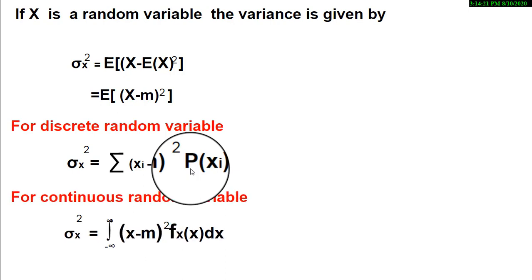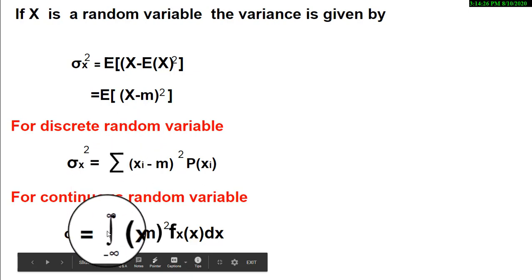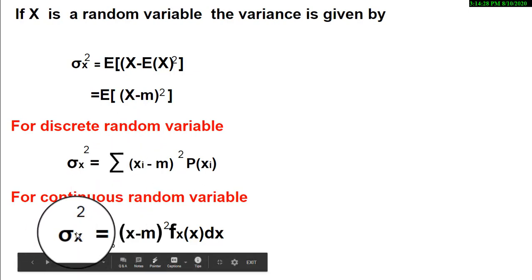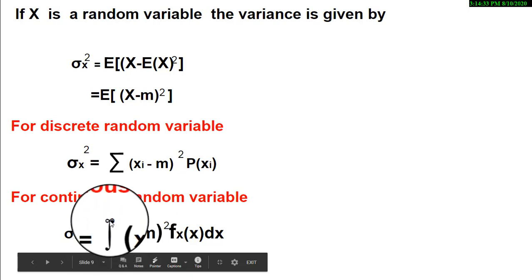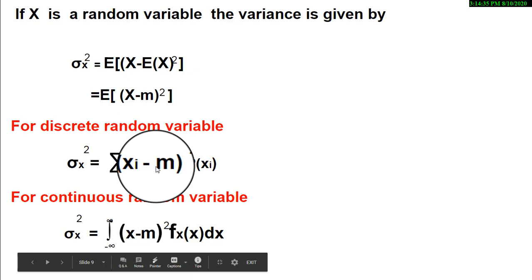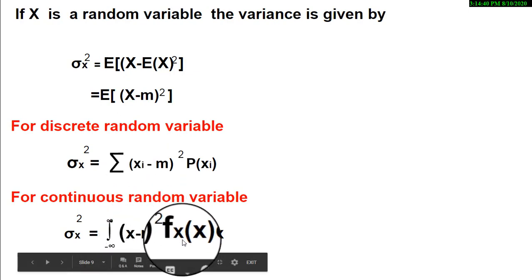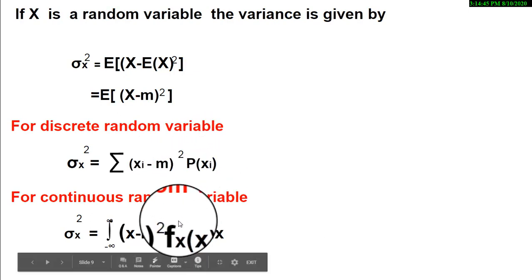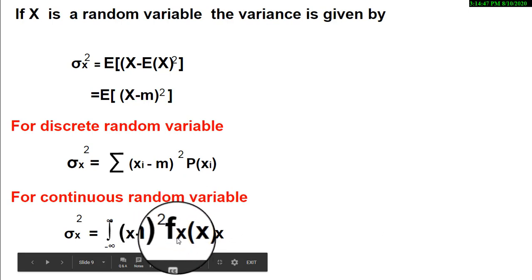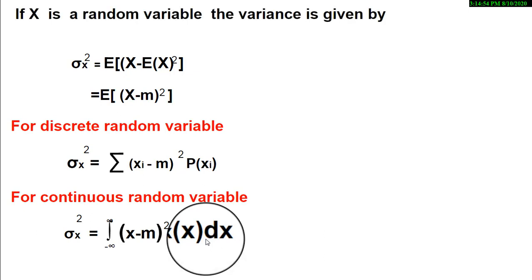Similarly, for the case of continuous, the same thing can be written, but instead of summation it changes to integration. So sigma x square is equal to the integral over the limits minus infinity to plus infinity of (x minus m) whole square, and instead of the probability distribution function p of xi, we have the probability density function fx of x, into dx. Got it?